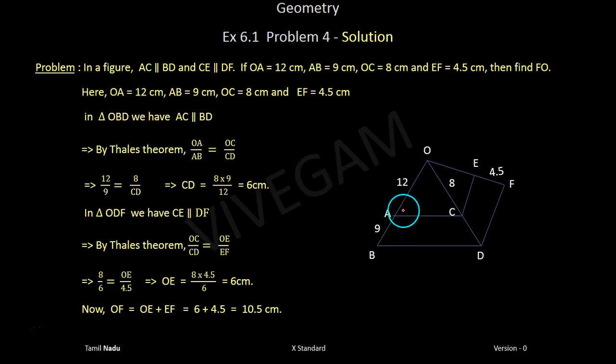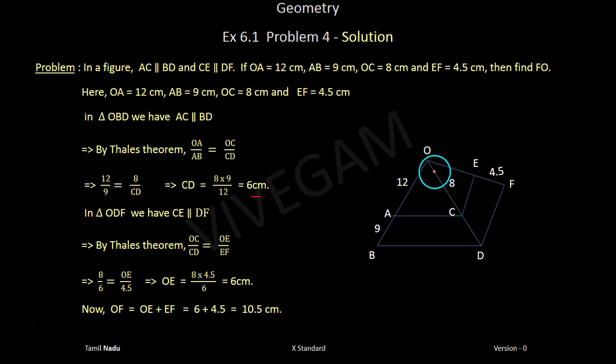All the measurements are put in the triangle. Now we know in the triangle OBD, AC is parallel to BD, which means by Thales theorem, OA by AB will be equal to OC by CD. Now we put all the values. OA is 12, AB is 9, and OC is 8, and CD is unknown. So CD is 8 into 9 divided by 12, which gives CD equal to 6 centimeter.